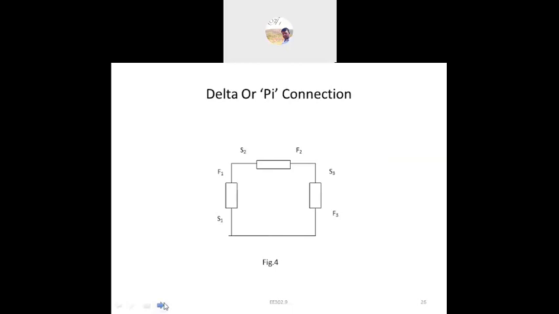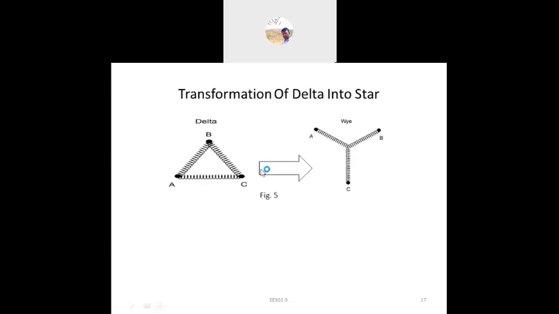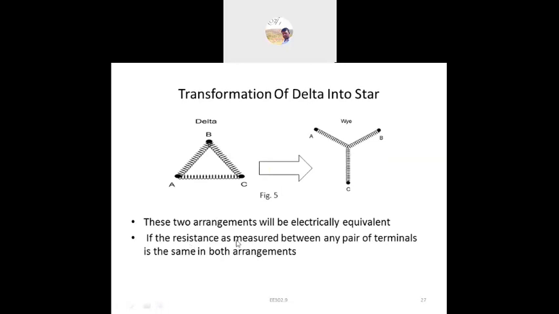Now, how can we transform between them? The transformation of delta to star. Here this is the delta, and we have to convert it into the star. These two arrangements will be electrically equivalent. Both are electrically equivalent if the resistance measured between any pair of terminals is the same in both arrangements. So first, we consider the transformation of delta to star.